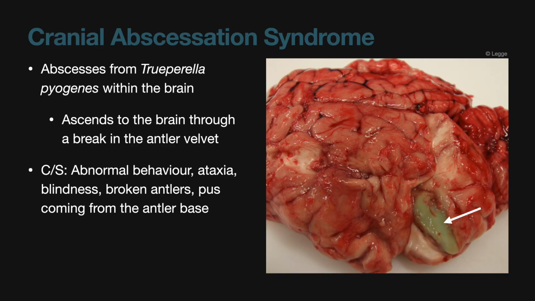Finally, we have cranial abscessation syndrome. These are abscesses from Trueperella pyogenes that develop within the brain after there is a break in the antler velvet. This allows for an ascending infection, bringing the bacteria into and around the brain. Clinical signs include abnormal behavior, ataxia, blindness, broken antlers, and pus coming from the antler base.